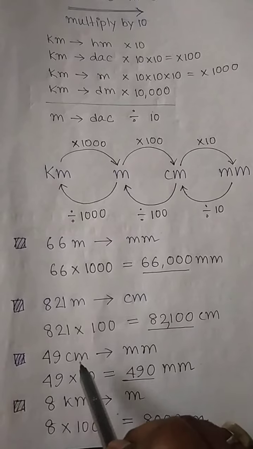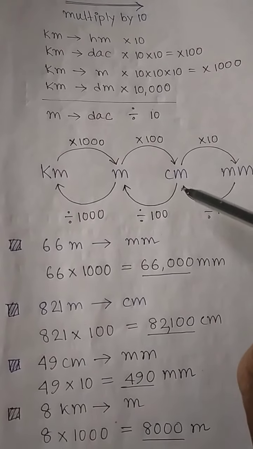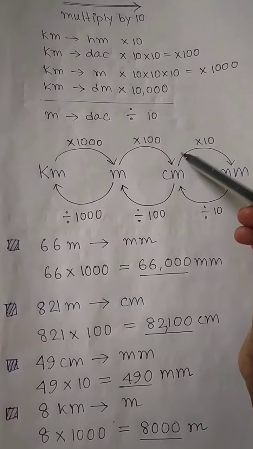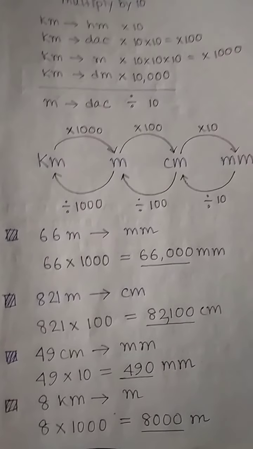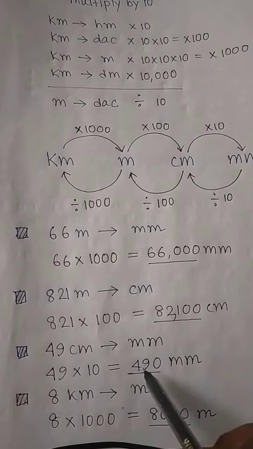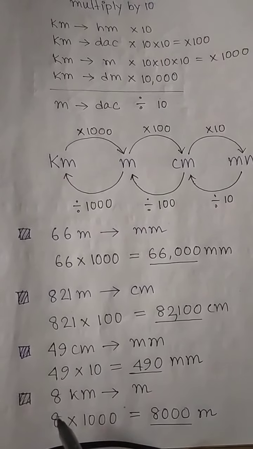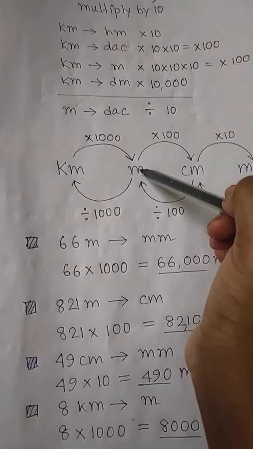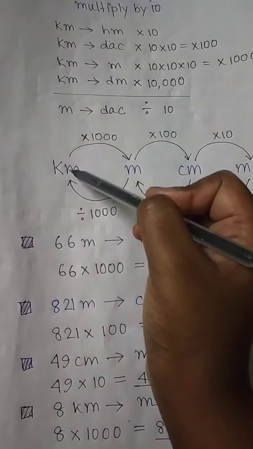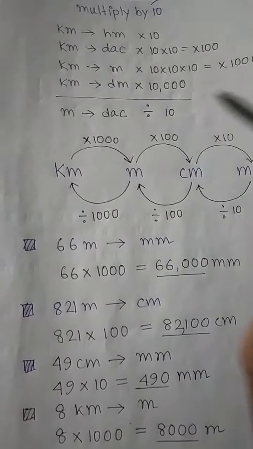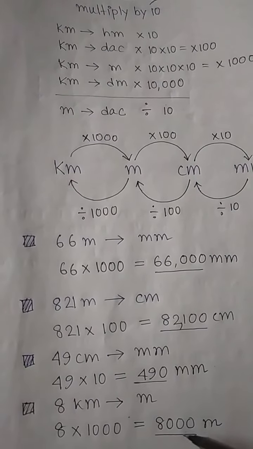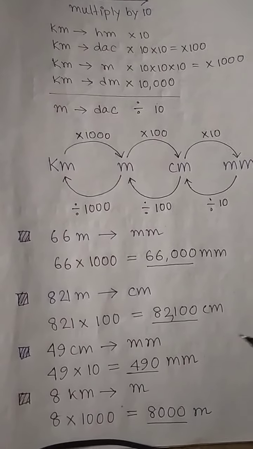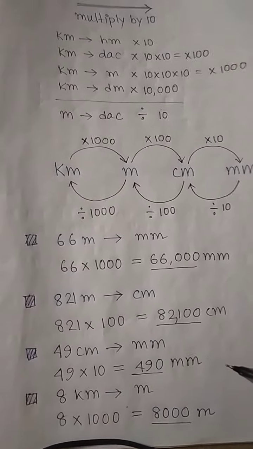Next, 94 centimeter to millimeter. Centimeter to millimeter, again multiply by 10. So 94 into 10, 940 millimeter. Next question, 8 kilometer to meter. 8 into how much? 1000. Very good. So 8 into 1000 is 8000 meter. Understood? Easy, right? Practice it, it will be easier for you. Thank you.